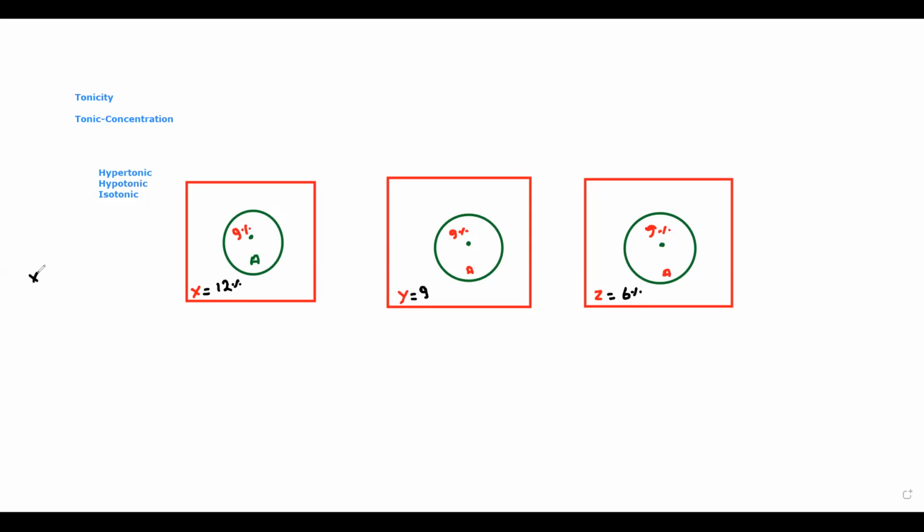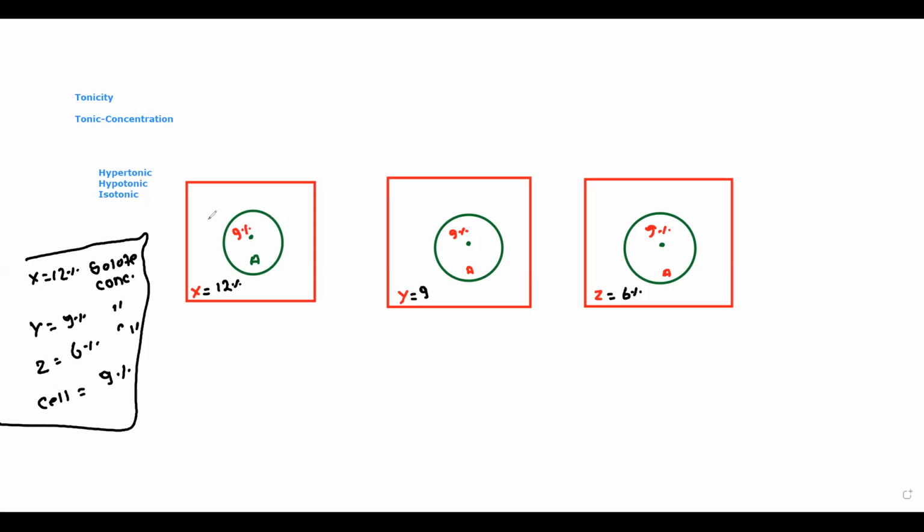Let me just write it over here. X is having 12% solute concentration. Y is having 9%, same solute concentration. Z is also having 6% solute concentration. And the cell is having a solute concentration of 9%. So this is the situation which is given. Solution X has 12% solute concentration, Y 9%, and Z 6%.